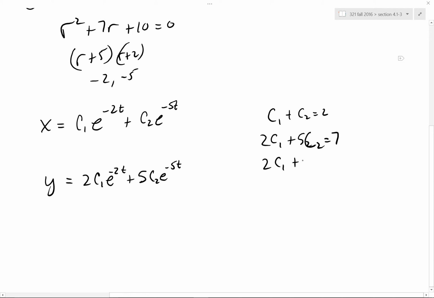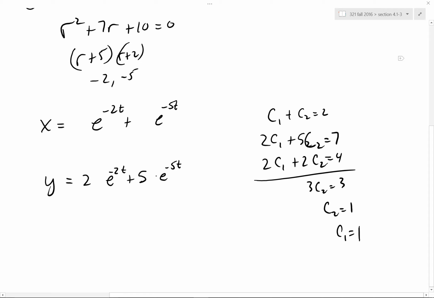You feel free to hit solve on your calculator. I'm just going to do it this way if that's all right with you. I'm going to subtract. I'm going to get 3c2 equals 3. I get c2 is equal to 1. I didn't write this problem. That's why it came out so nice. And so it's just 1s. So that's my x. And that's my y. And I'm done.